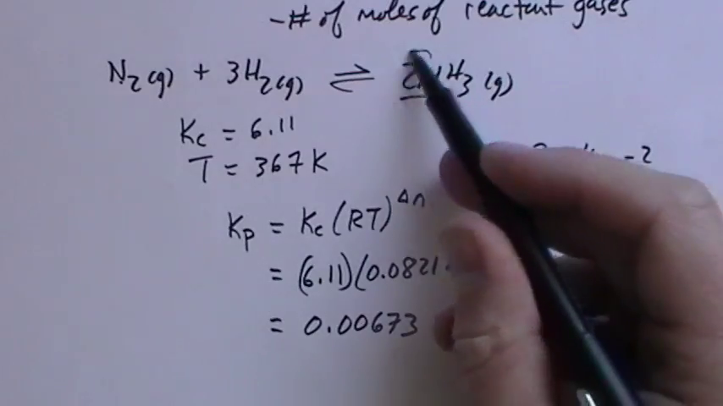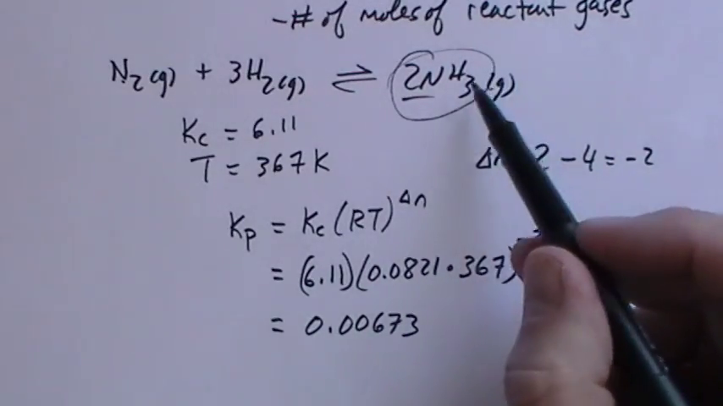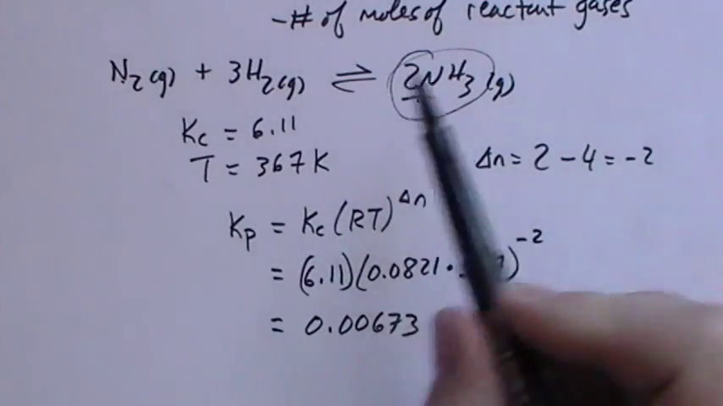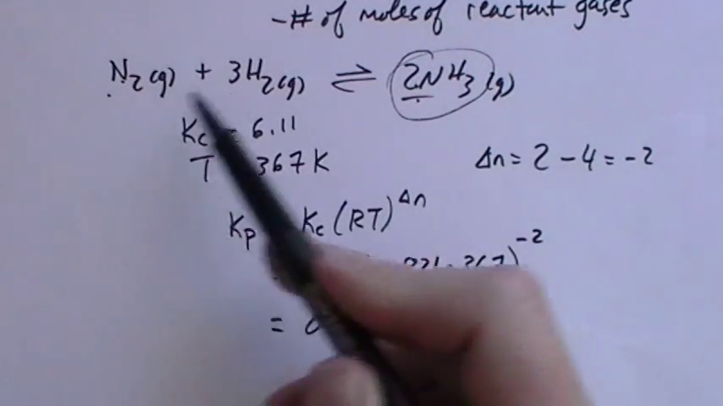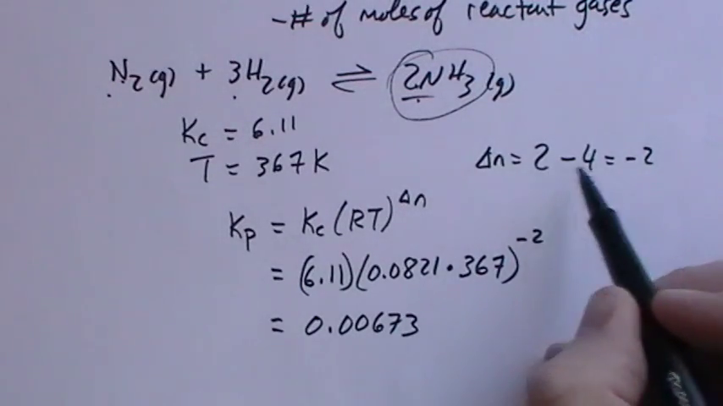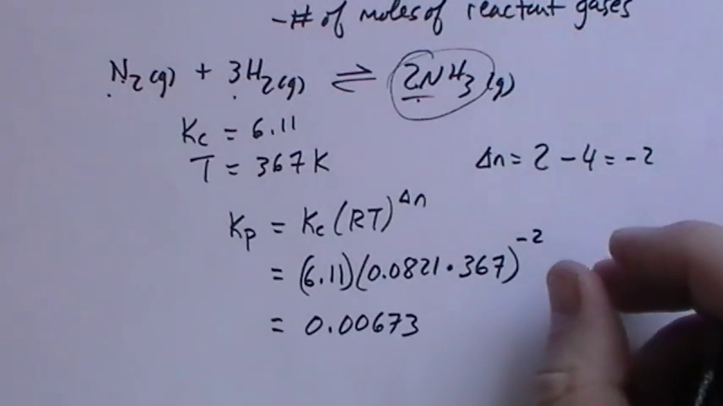So it's the total number of moles of gas on the product side. Since it's just 2, nothing else is here. So it's 2. And then on this side, it's 1 mole of gas, 3 moles of gas. It's a total of 4 moles of gas. So 2 minus 4, and that will be the deal.